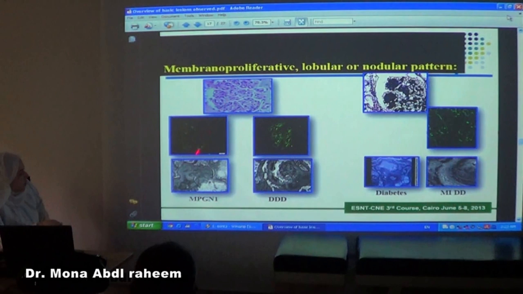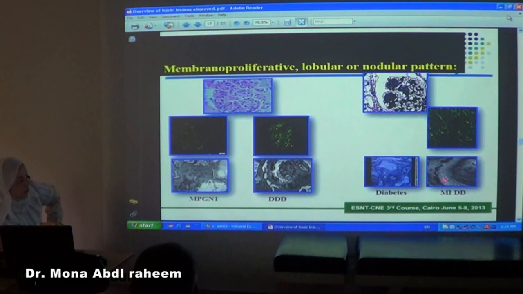Membranoproliferative glomerulonephritis, as we said before, type 1 and type 2, can present with this classic picture, or sometimes it can present with nodules or lobulation. So this picture can be found in membranoproliferative type 1 or type 2. It can occur also in diabetic patients and in a rare disease which is monoclonal immunoglobulin deposit disease. Electron microscopy here is discriminatory.